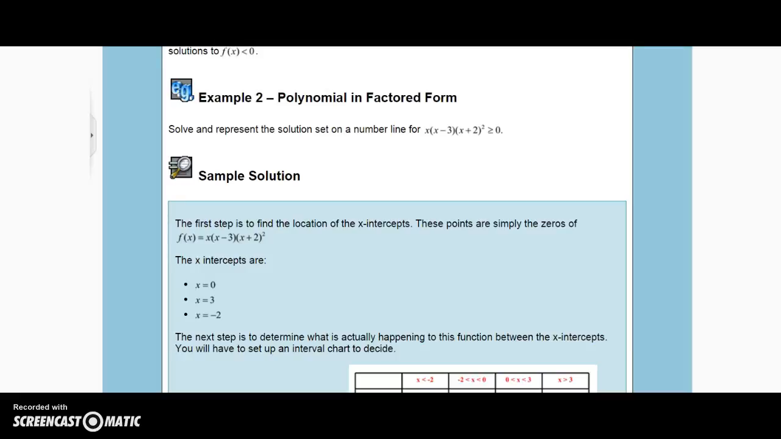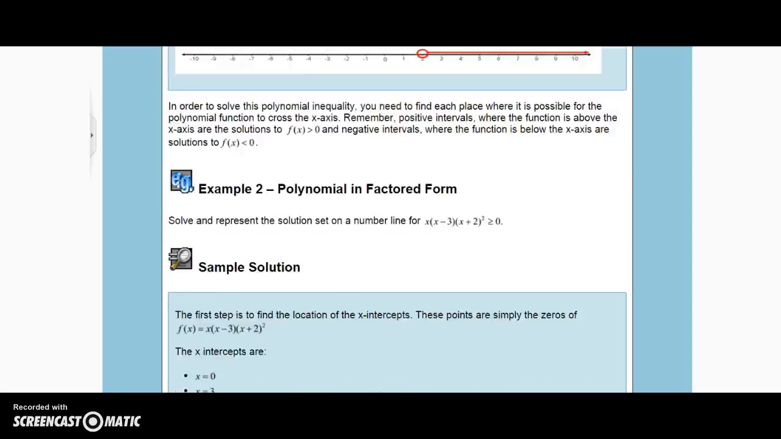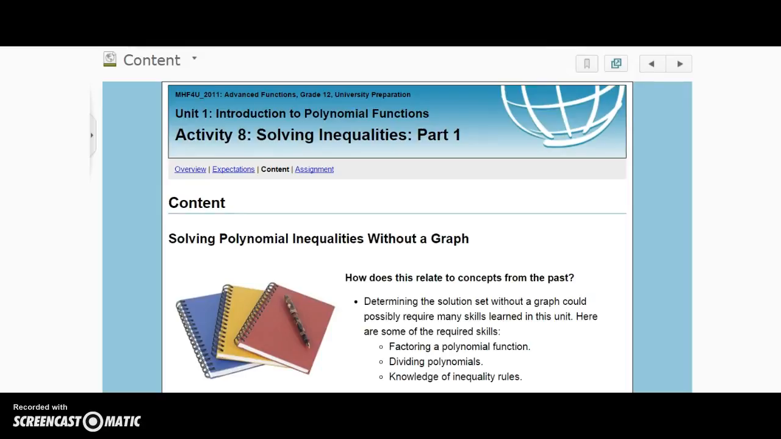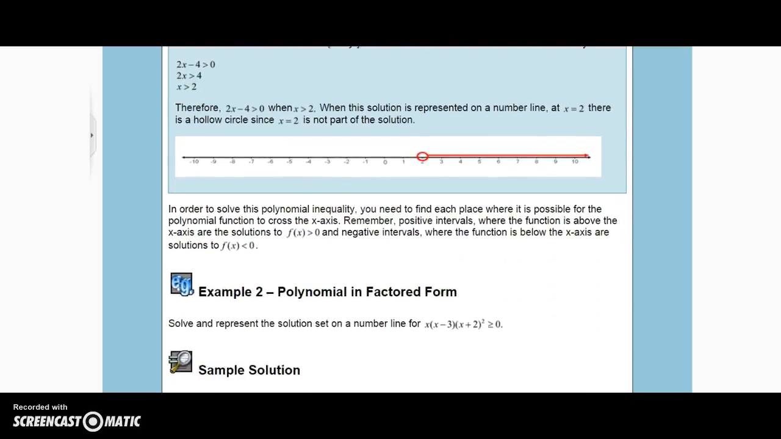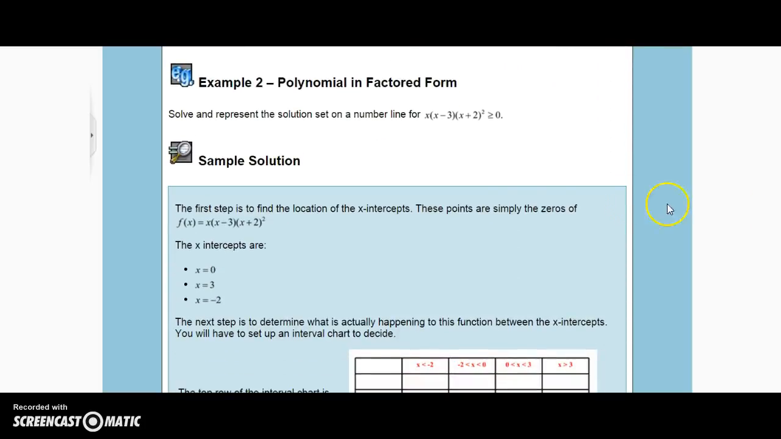I was asked to look at U1A8, so that is looking at solving polynomial inequalities without a graph. So I'm going to cheat a little bit. I'm going to use the graph to help me here. So I'm going to ask, when is this equation here, x minus 3, x plus 2 all squared greater than or equal to 0? So when is this positive?